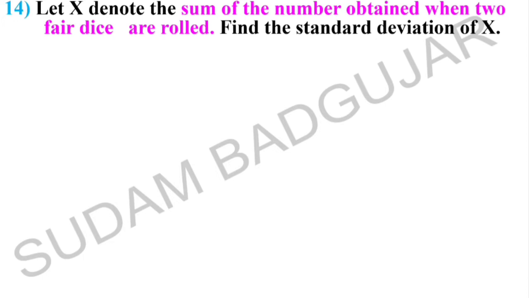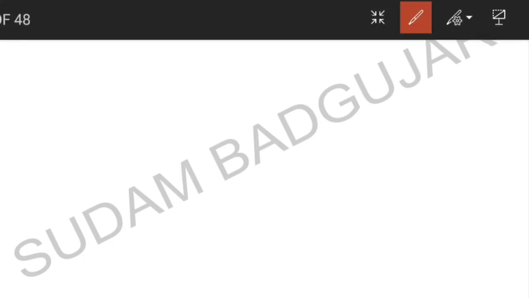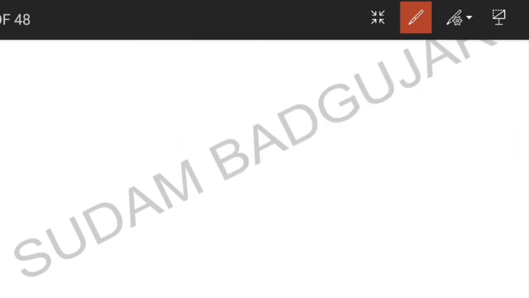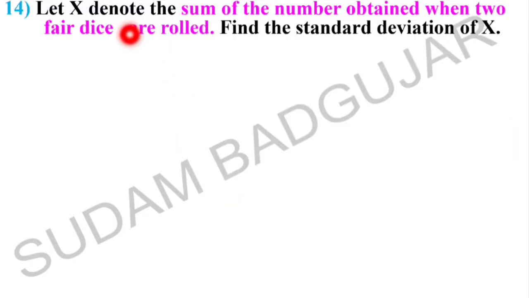Means here you have to find out standard deviation, that is sigma, means under root of variance of X. Here X is defined in this way, the sum of numbers when two dice are rolled. You know, two dice are rolled means the number of sample points is 6 into 6 is equal to 36.